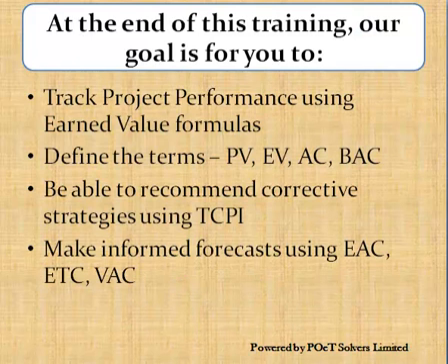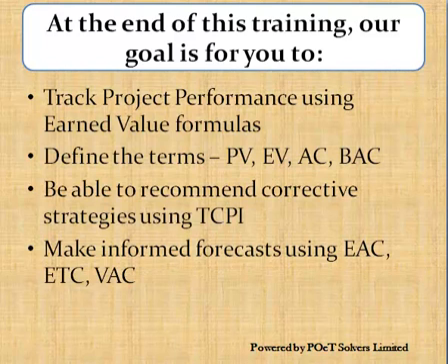In today's lesson, we will learn how to track project performance using the earned value formulas. We will define the key terms: planned value or PV, earned value or EV, actual costs or AC, as well as look at the meaning of budget at completion or BAC. We will learn how to recommend corrective actions using the to complete performance index. Finally, we will use these three parameters to make project forecasts. They are estimate at completion or EAC, estimate to complete or ETC, and variance at completion or VAC.